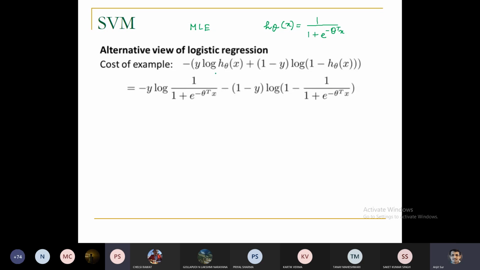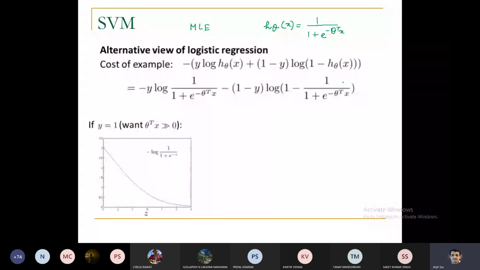Now we just put it here: minus y log of 1 by 1 plus e to the power minus theta transpose x. Again there is a minus because of this minus, so minus 1 minus y log of 1 minus 1 by 1 plus e to the power minus theta transpose x. So we just replace h theta x with this. Okay, so this is the thing.